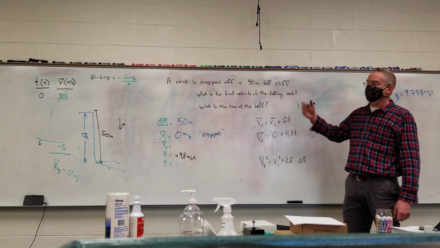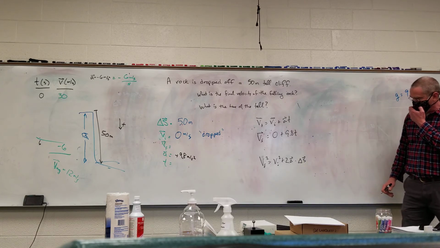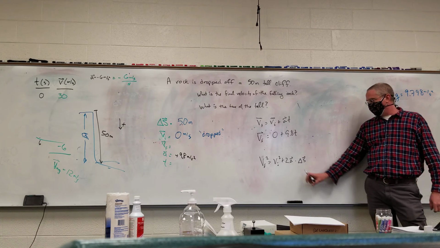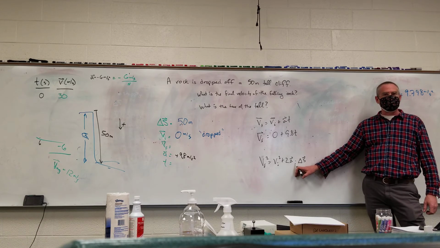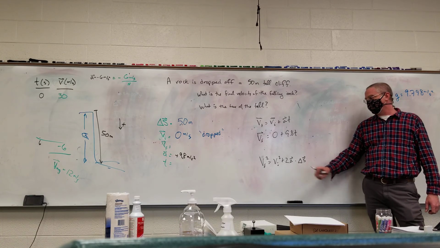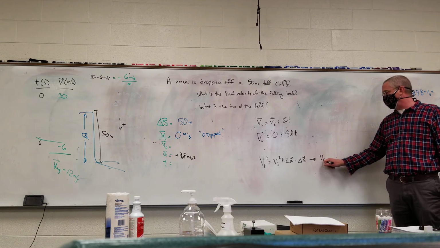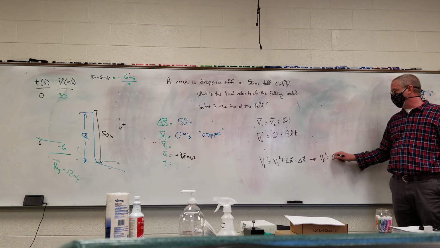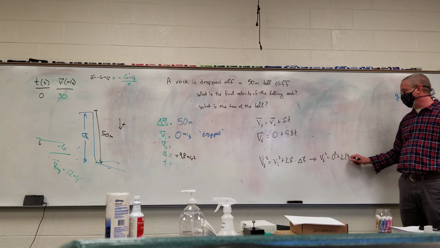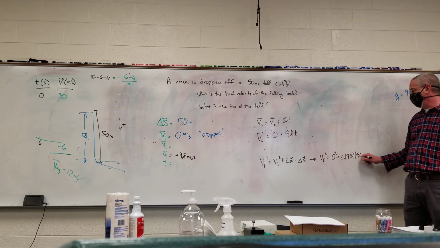We're using S today, so, yeah. And there should be a dot in between those. It is specifically not just multiplication, it's a dot product. All right, so doing it that way, we end up with VF squared equal to 0 squared plus 2 times 9.8 times 50.